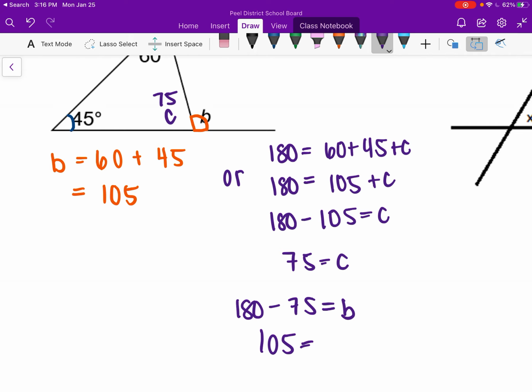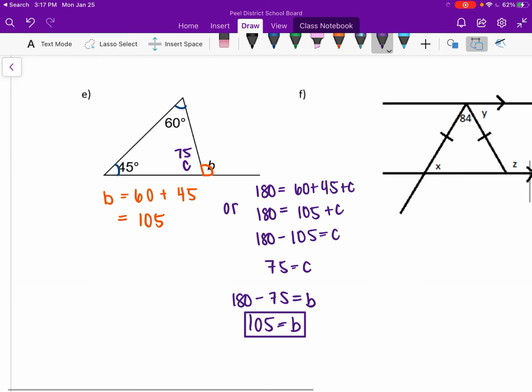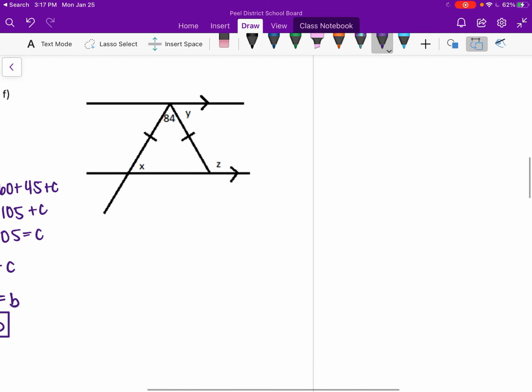Either way, both answers are right. It just depends on how you see the triangle. Okay? They'll both give you the same answer.